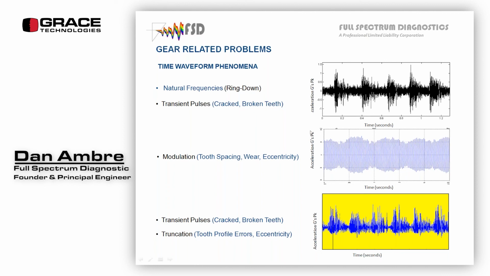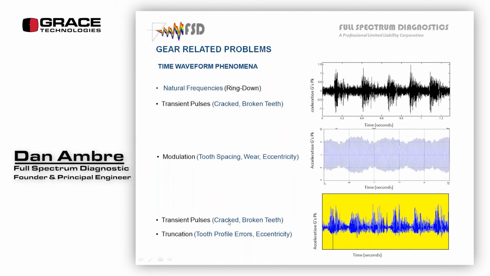But this is okay. You should see something like this. Nice defined meshing frequencies. There's no big transients. You'll get a little modulation from imperfections in the gears. The last one, this was a gearbox that ate a bolt, and they started it back up, and it was pulsing out of family.